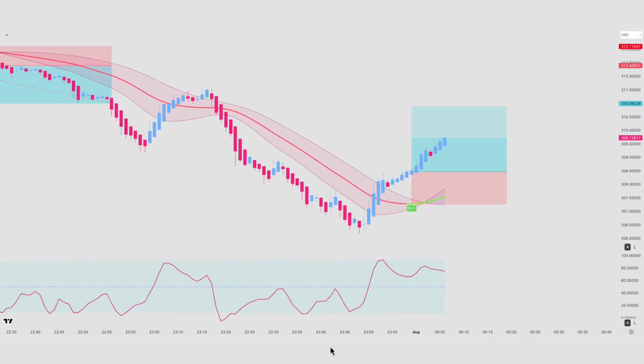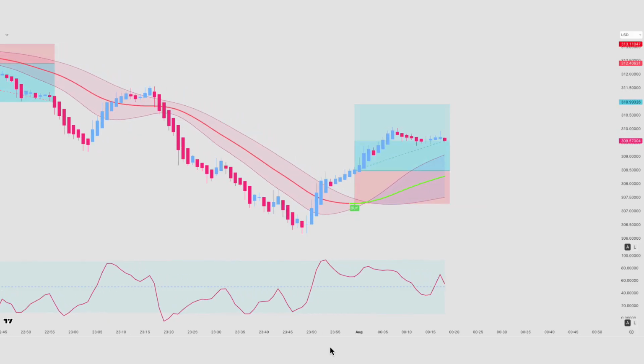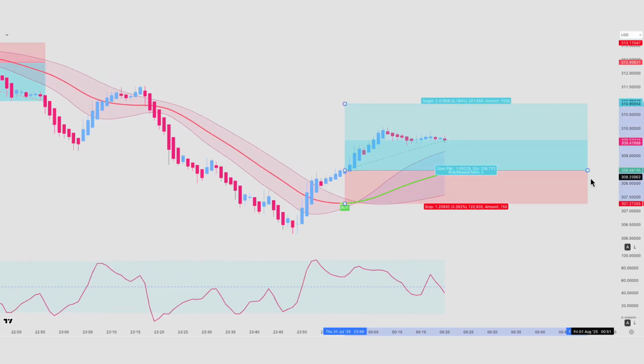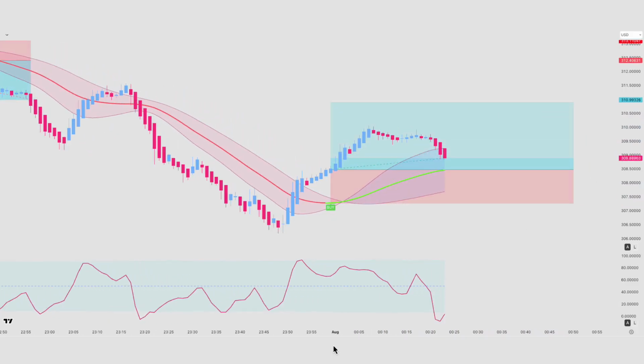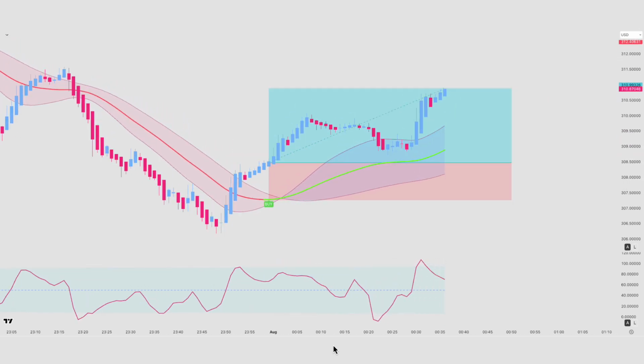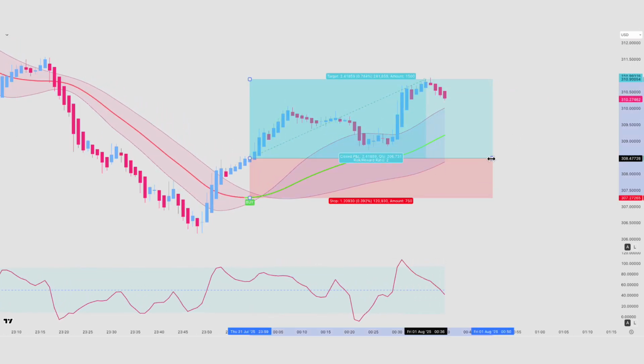Let's see what happens to our trade. Our trade is running in profit. We have won the trade. Let's find the next trade.